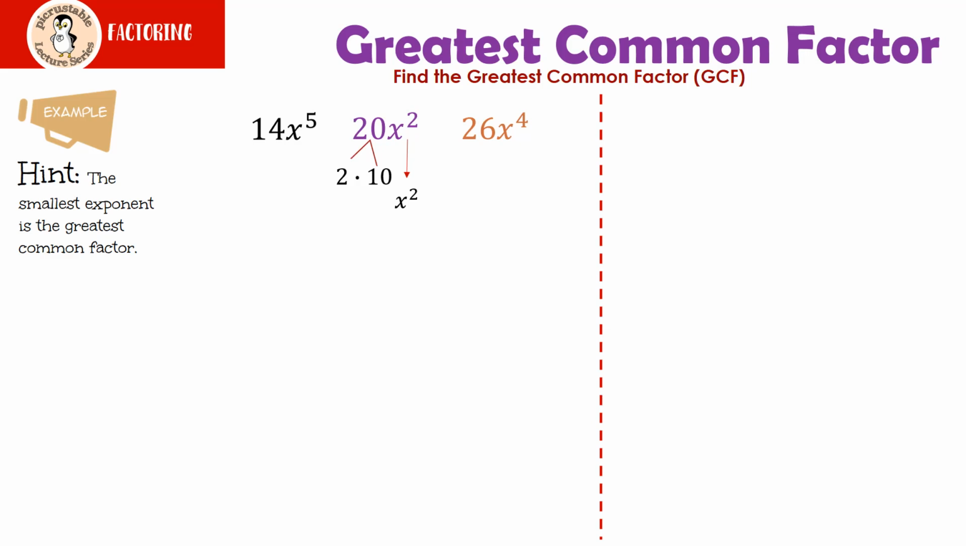20 is 2 times 10. Now with this one, I'm not going to do prime factorization because I know ahead of time that 2 is the only common factor. You can do 2 times 2 times 5. That's completely fine. So let's write it out.